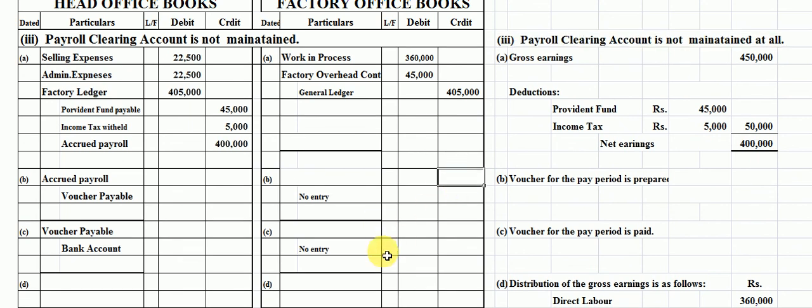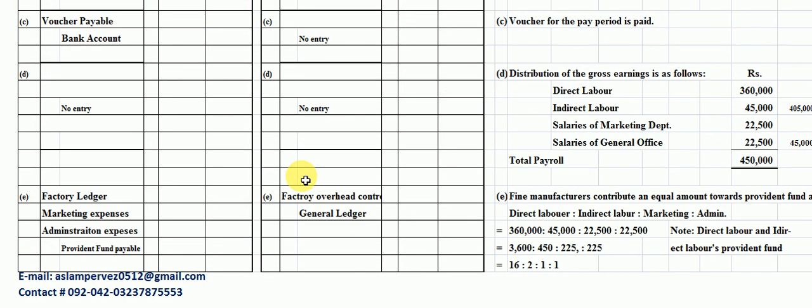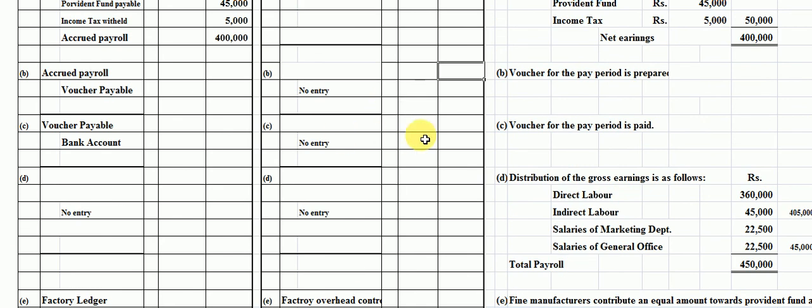Now students, the payment of payroll. Accrued payroll should be debited for the preparation of the net amount which is paid to the employees. The amount is 4 lakh rupees, and the same amount is credited to vouchers payable.